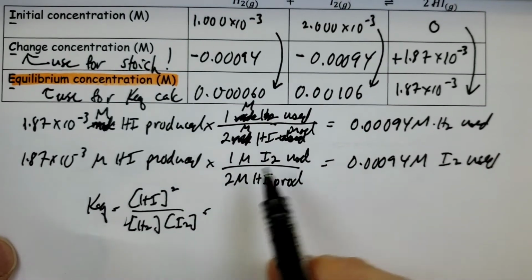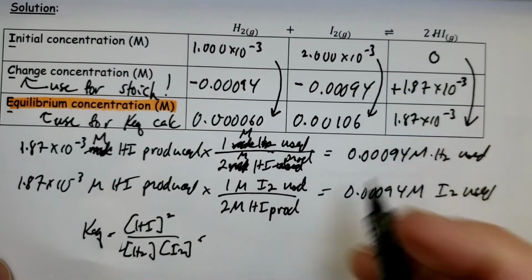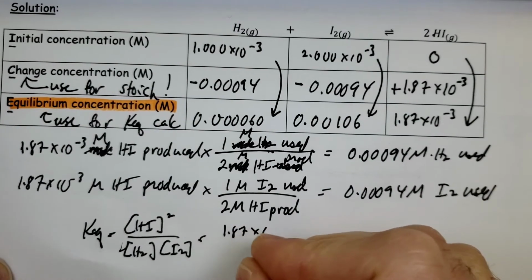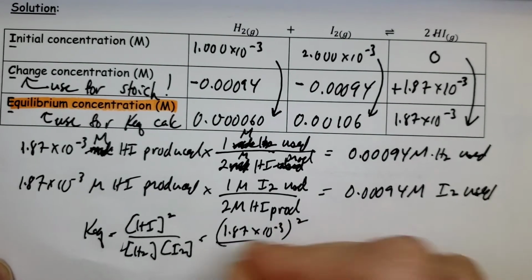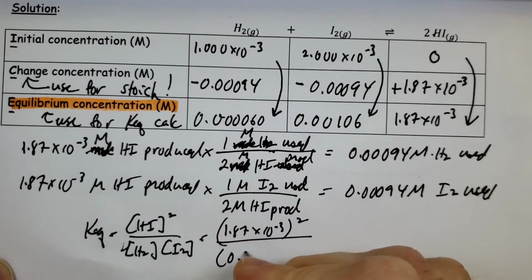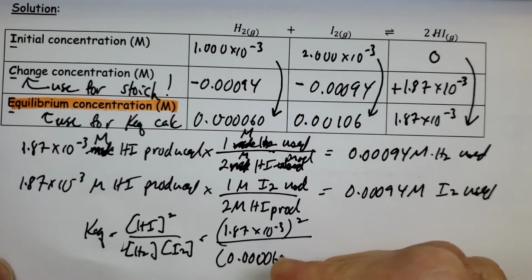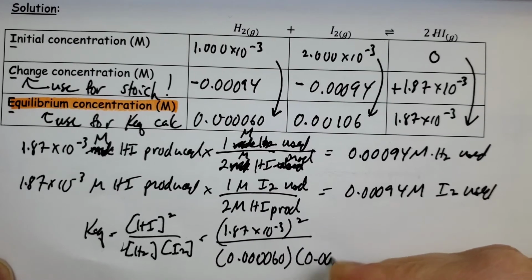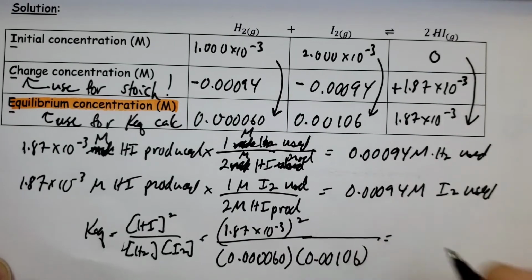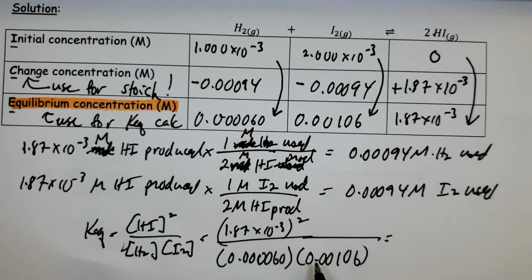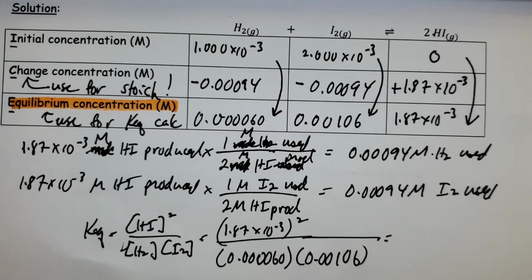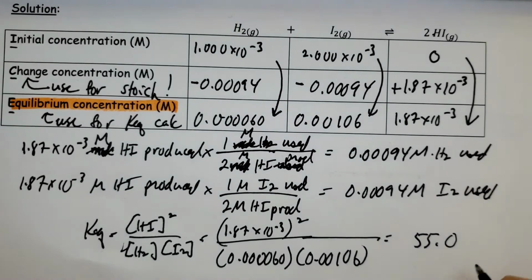Okay, so my HI at equilibrium, 1.87 times 10 to the minus 3 squared divided by 0.000060 and 0.00106. So of course, for doing this with a calculator, you could square this, then divide by each of these individually. Just be careful when you do it though, because quite often people do this divided by this multiplied. But remember that they're both in the denominator. So when you do that, you should get 55.0.